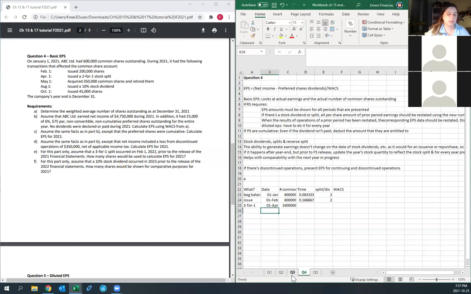Then on May 1st, they retired 350,000 shares. So that means that there are fewer shares. So it's going to be 1.6 million minus the 350,000 shares that they retired. So now they have a balance of 1.25 million. And for the time between the two, it's only 1 month.